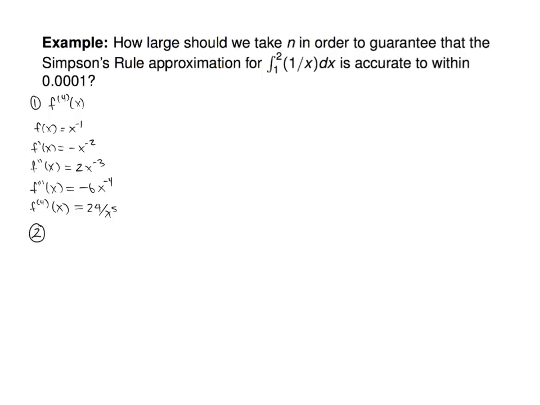Okay. The second thing I'm going to do is find that K. So the absolute value of the fourth derivative is equal to the absolute value of 24 over x to the fifth. And remember that we're still on the interval from 1 to 2.